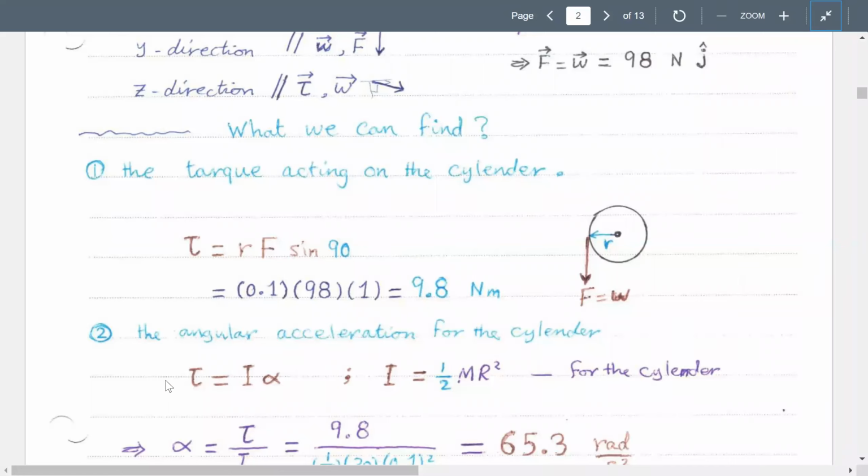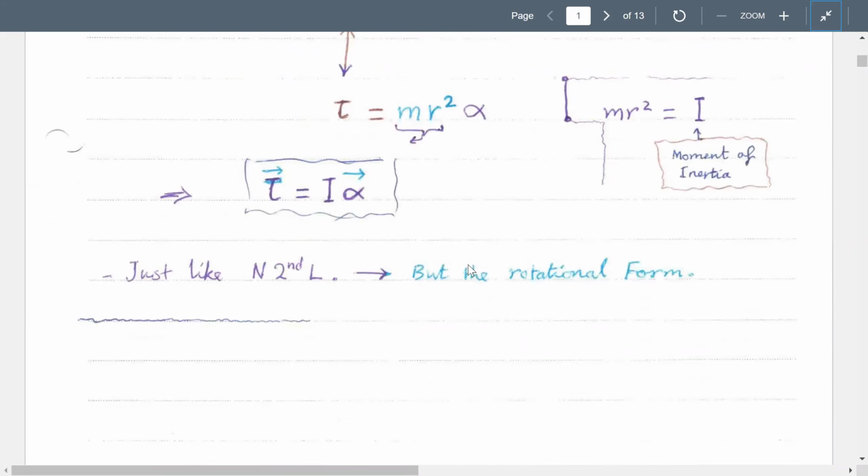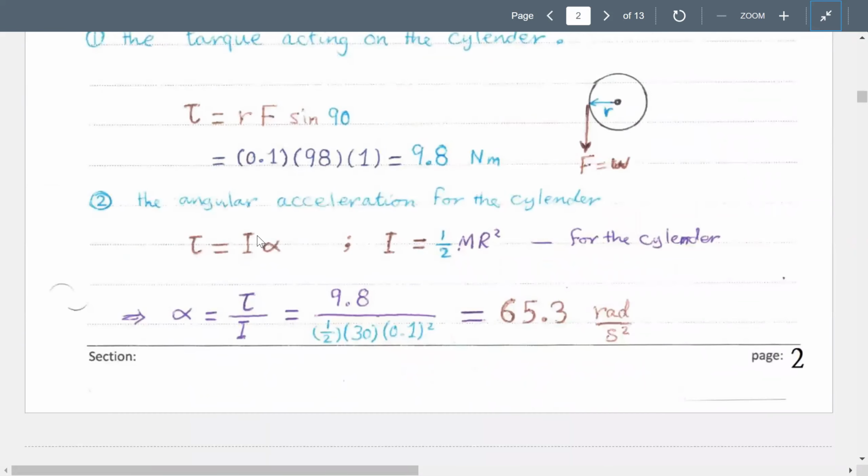So we have another unit, which is the meter. What is the angular acceleration? We need to use Newton's second law in rotational form. Tau is equal to I multiplied by alpha. As you see, we need to find alpha. Tau is known. I, we can find it.